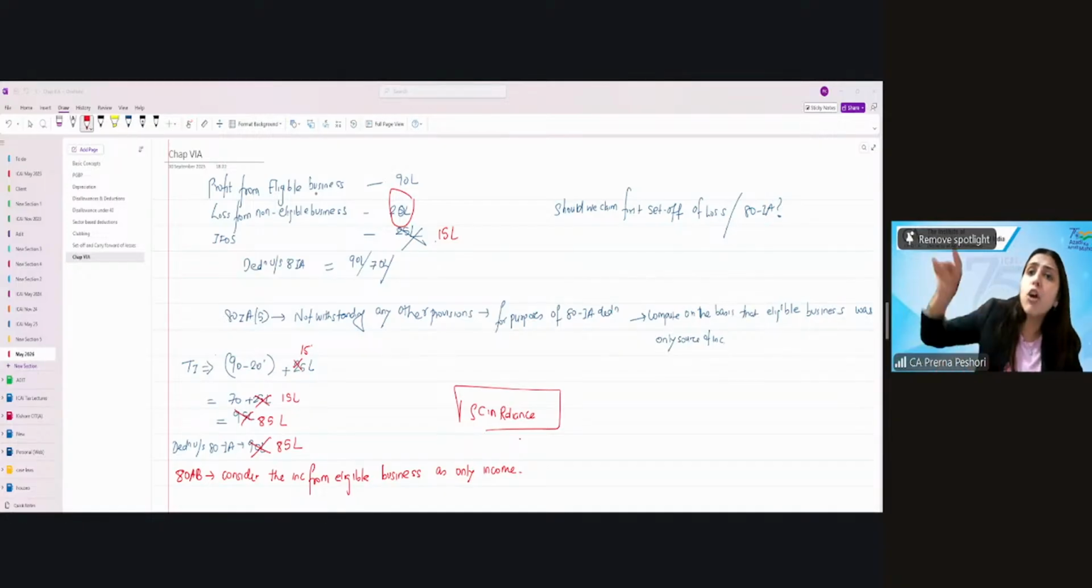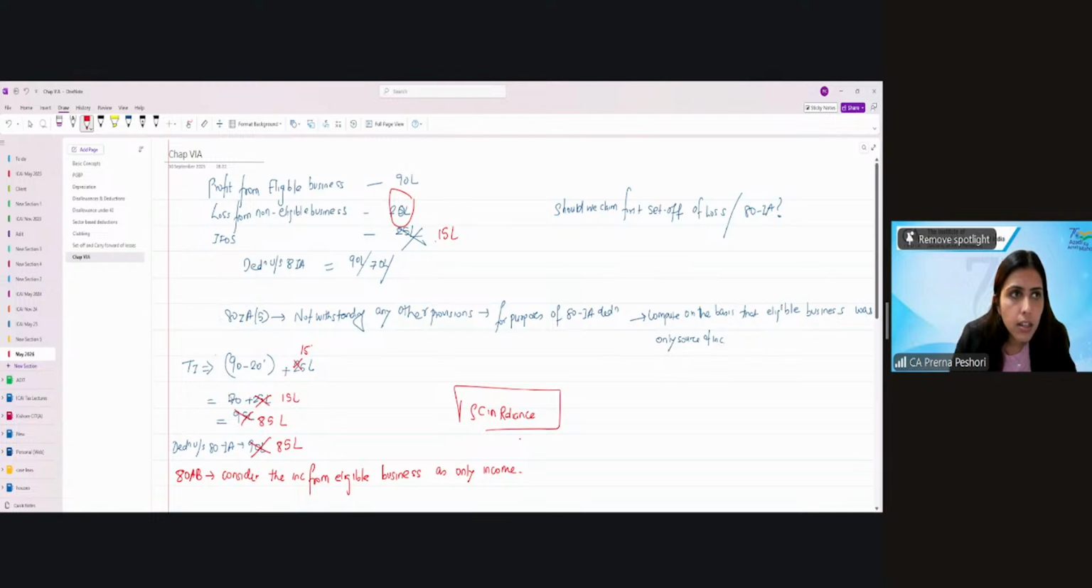So it is not that I am not eligible for 90 lakh. I am eligible for 90 lakh. I am restricting it to 85 lakh. Are we getting this? So here you can make a correction like this to avoid the confusion for you.